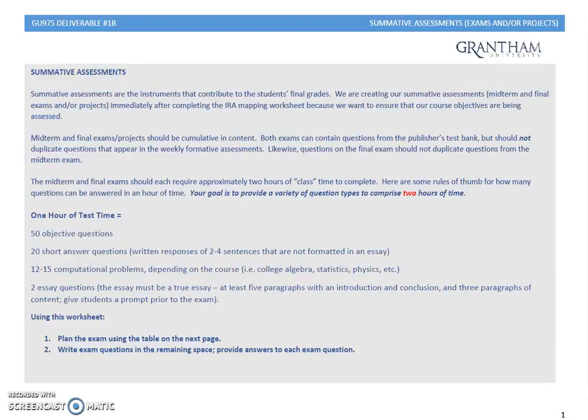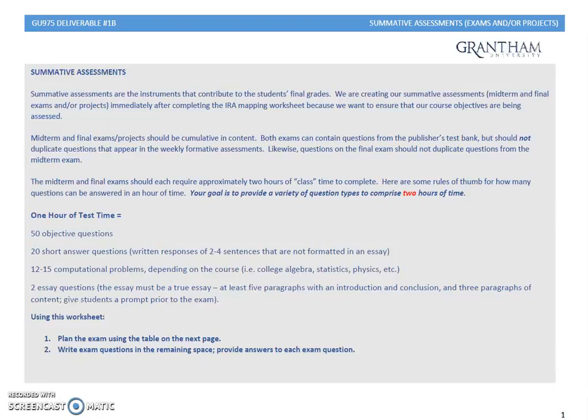Now let's think about the test itself. We already said that we're going to have 2 hours of instructional time devoted to the midterm and the final exam. So what comprises a good test? Well, some rules of thumb. In 1 hour of test time, students can be expected to answer 50 objective questions. Now, don't think that you're going to have to come up with 100 objective questions to fill 2 hours of time. What you're going to want to do, of course, is provide a variety of different types of questions.